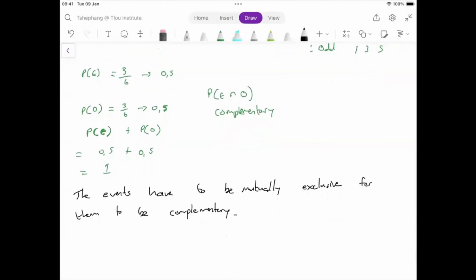Now, let's look at it mathematically. We said this is the probability of even plus the probability of odd, and it gives us 1. We can play around with this. The probability of an even number would be what? Would be 1 minus the probability of an odd number.